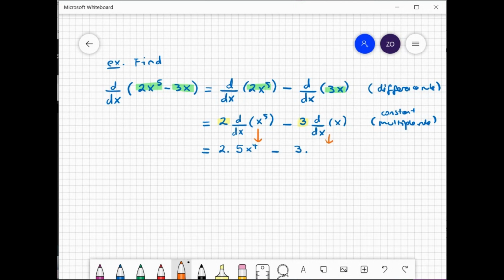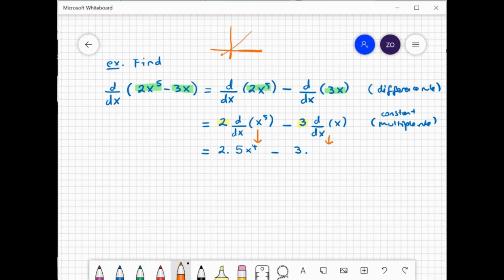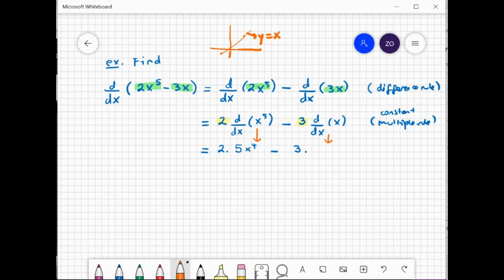What is the derivative of x? So this is the graph of y equals x. What is its derivative? Well, you can just consider it this way. This is the function x to the 1, x to the first power, right? And just apply the power rule, take the exponent to the front, 1, and decrease the exponent by 1. So you can apply the power rule to find the derivative of x.